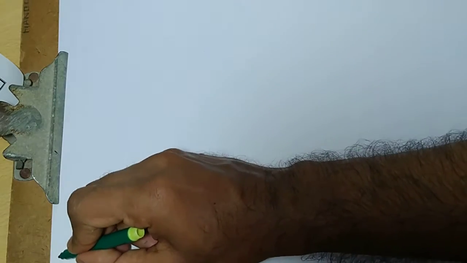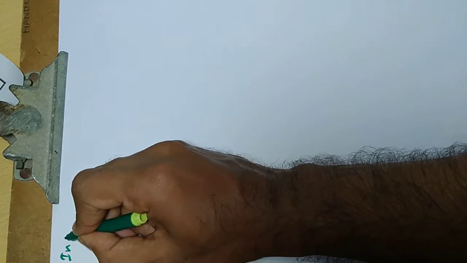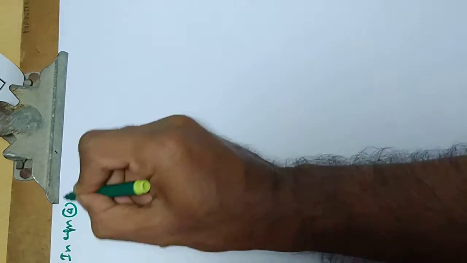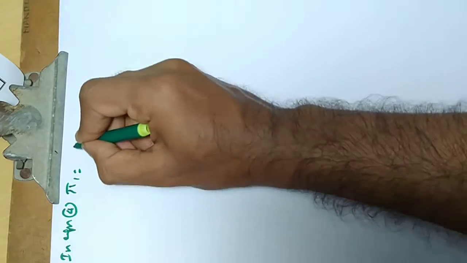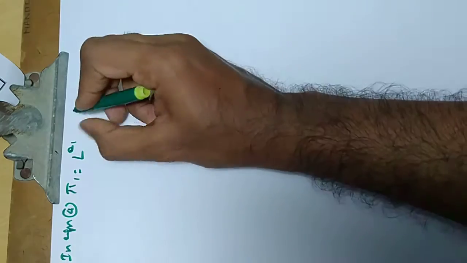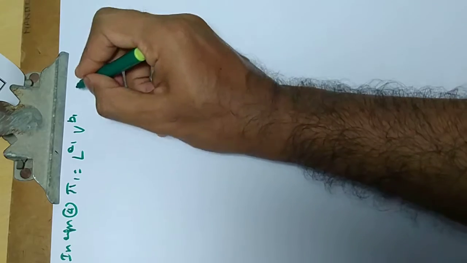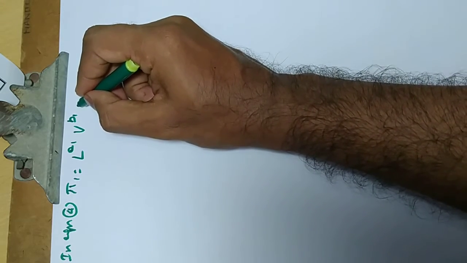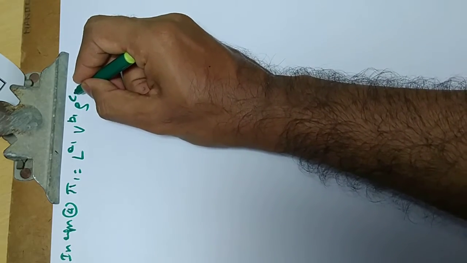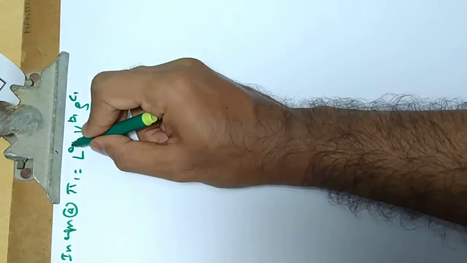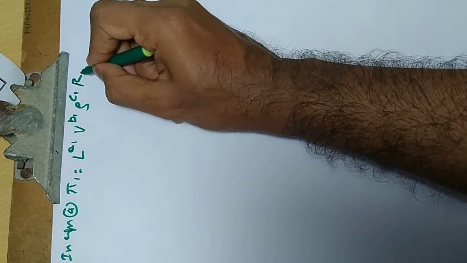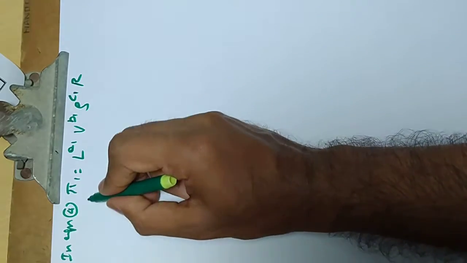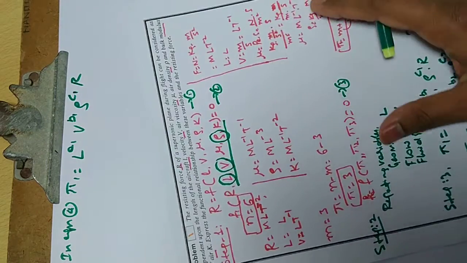In equation 4, take the pi 1 term. Pi 1 is what? L to the power of a1, v to the power of b1, rho to the power of c1, into r. Now write the dimensions of all these terms. Write the dimensions.